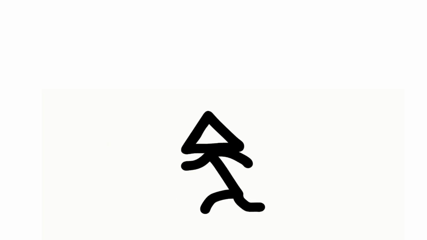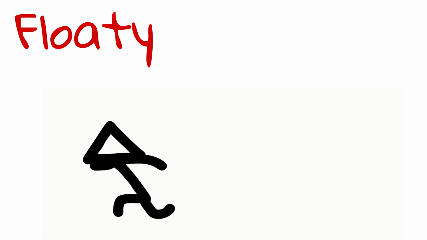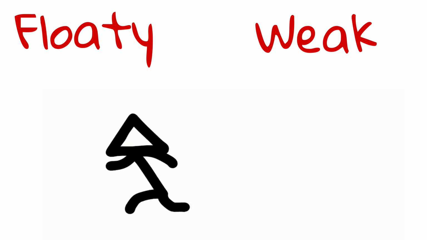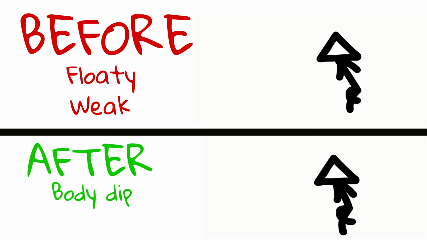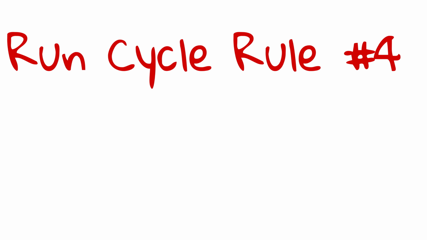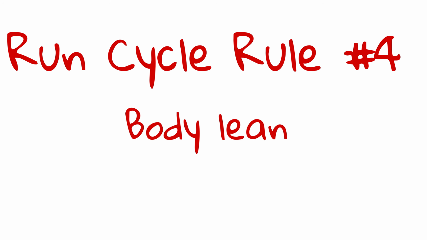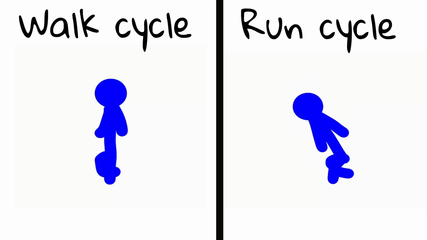If you skip the landing, the run feels floaty. If you skip the push off, the run feels weak. And once you combine both, your run cycles start feeling much more powerful. Run cycle rule number 4, body lean. When people run, they usually lean slightly more forward than in a walk cycle. Not falling over, not bending in half, just enough to show momentum.